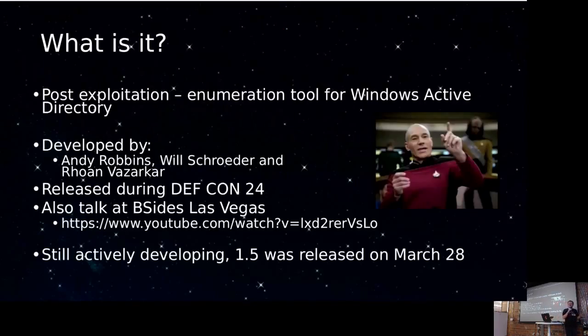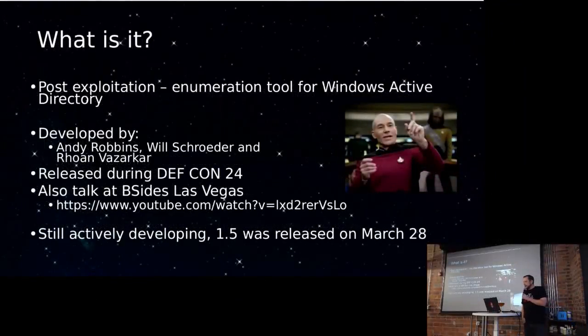So Bloodhound, what is it? It's really a post-exploitation enumeration tool. Once you get that initial foothold and you're trying to figure out where to go, this is a tool you might be able to look at. It was developed by these three individuals, well-known members of the security community, very, very smart. If you haven't heard of them, Google them, look them up. They have other talks and other things they've done.